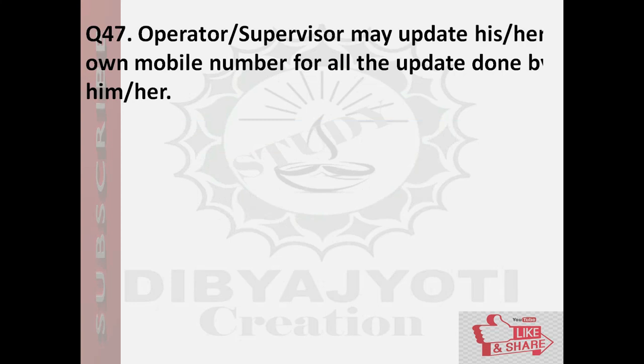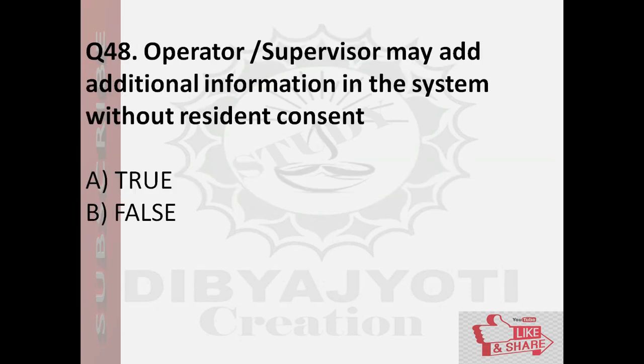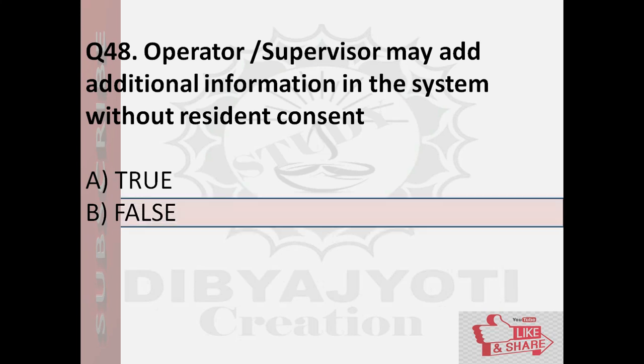Next, operator or supervisor may update his or her own mobile number for all the updates done by him or her. Answer true or false? And answer is option B, false. Question number 48. Operator or supervisor may add additional information in the system without resident consent. True or false? Answer is false.